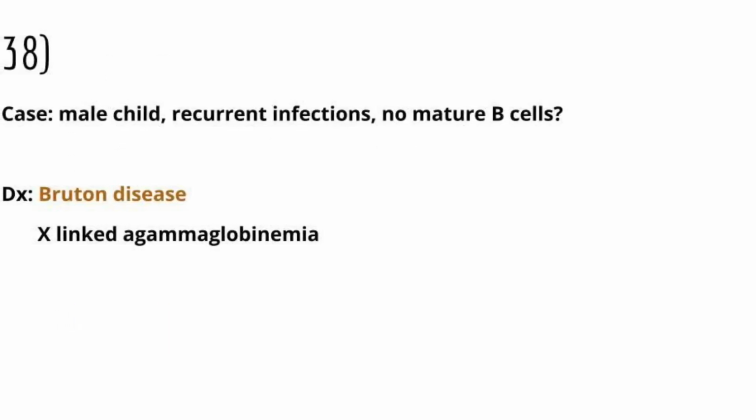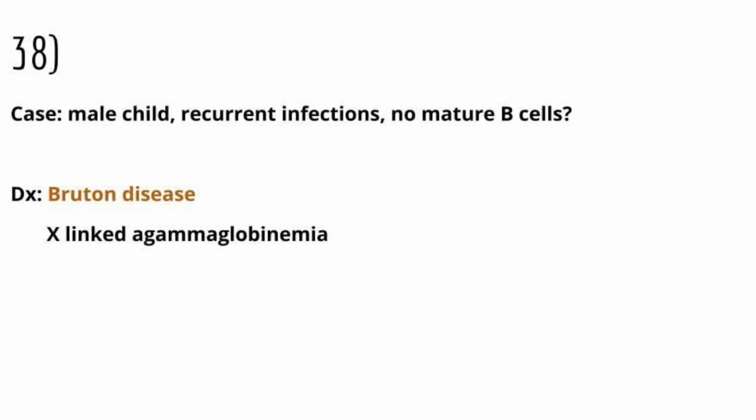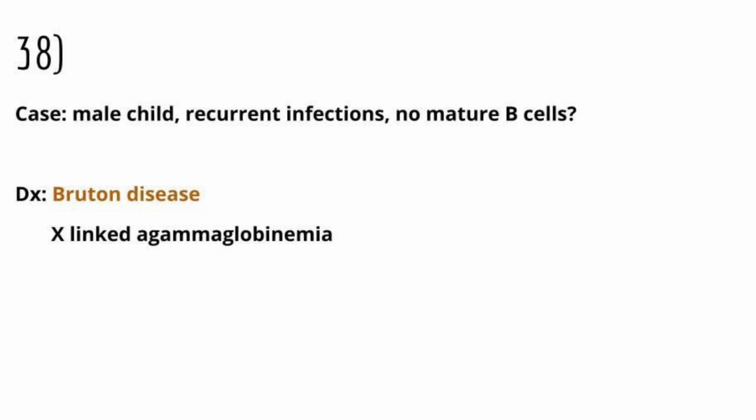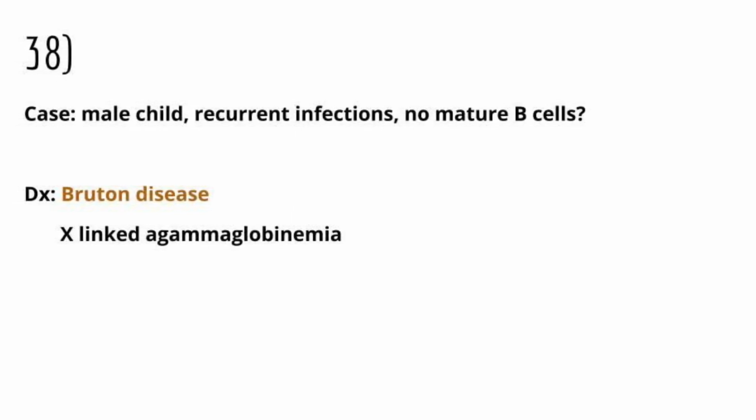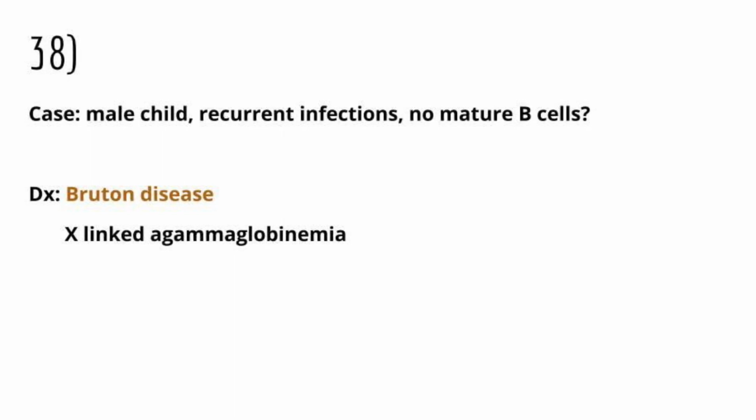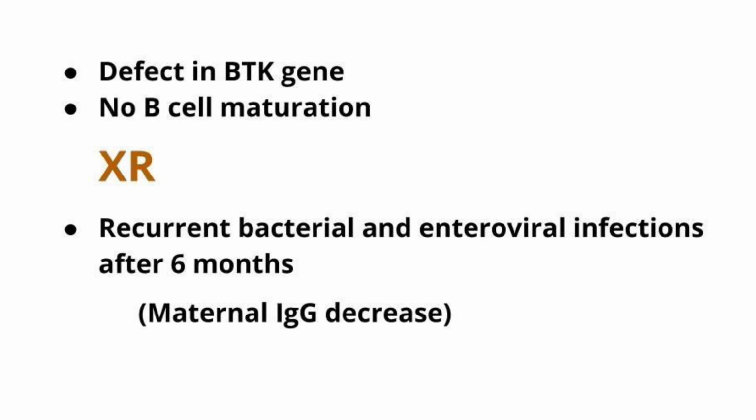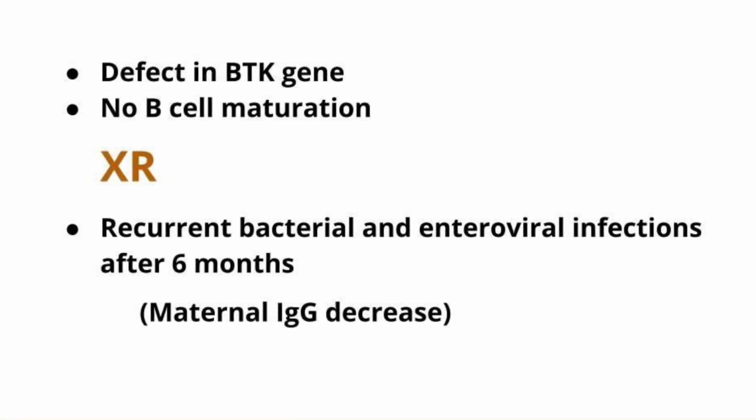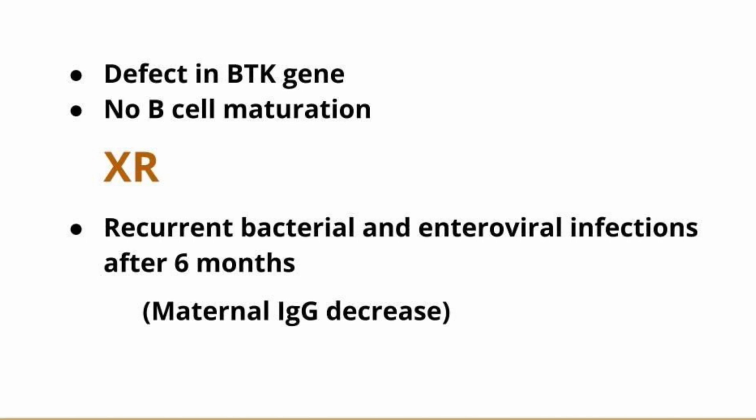38. The case presents as a male child with recurrent infections and no mature B cells. You have to note this point that there are no mature B cells. The most common diagnosis which we can get is Bruton's disease or X-linked agammaglobulinemia. This Bruton's disease is due to the defect in BTK gene, which is the tyrosine kinase gene, which leads to no maturation of the B cells.